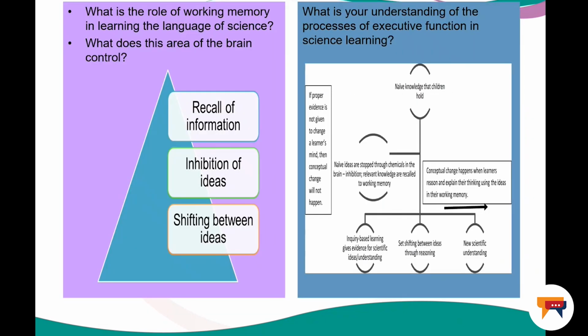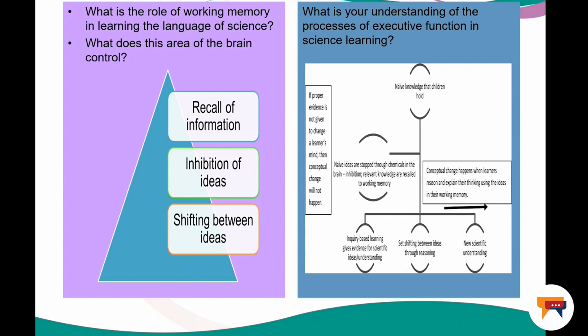So what is the role of working memory? Now we're looking at the role of working memory in the learning of science. So, what does this area of the brain control? All of that. So thinking or reasoning is controlled in the brain by an area that has an executor function. This area in the brain controls three main aspects of thinking.